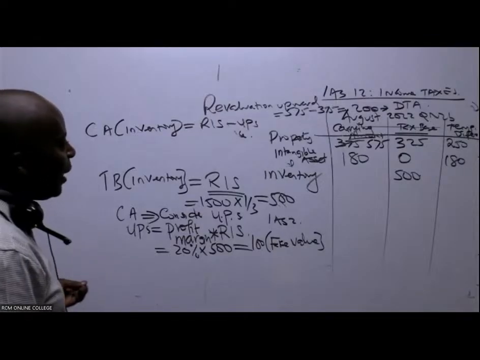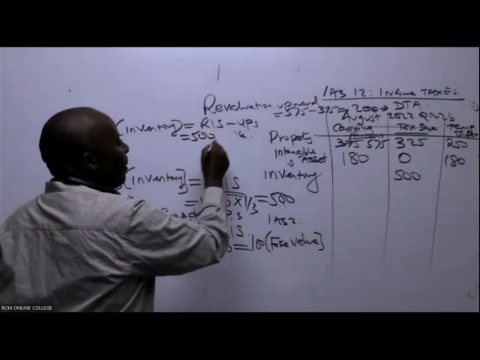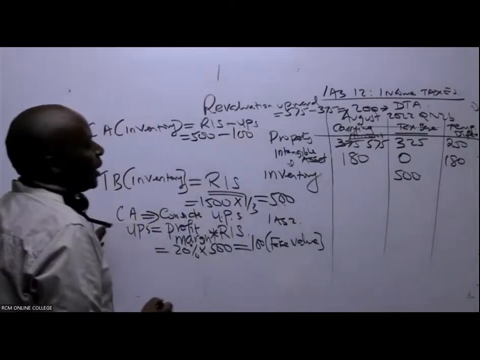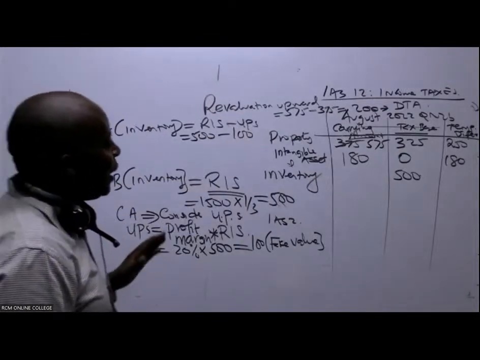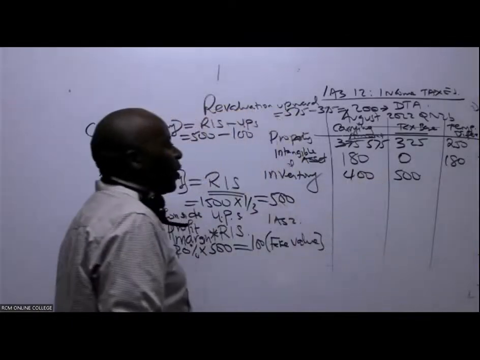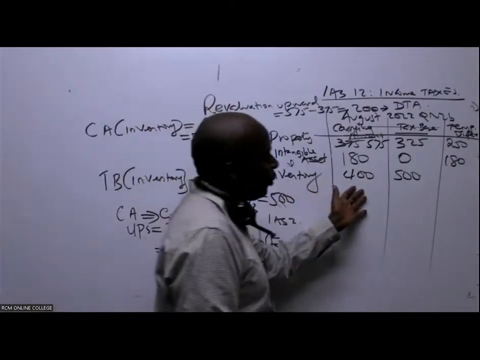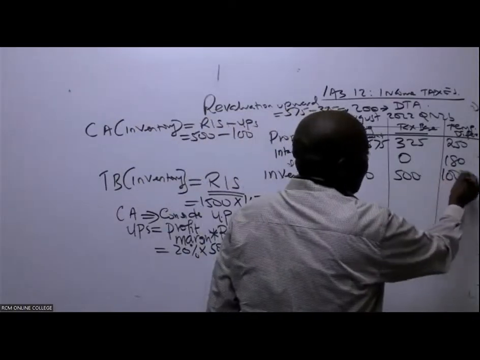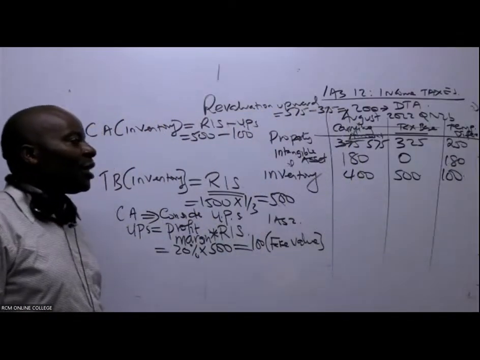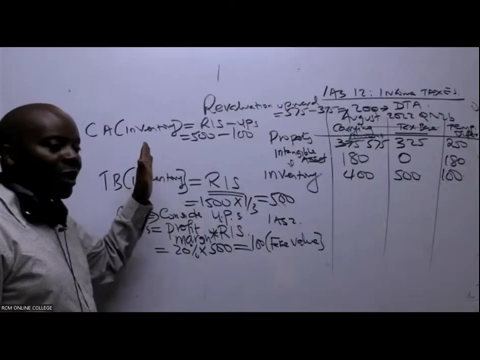So you take the remaining intra-sales. The remaining intra-sales is 500 minus UPS, which is 100. So 500 minus 100, ladies and gentlemen, gives me an inventory carrying amount of 400. And then 400, the carrying amount, minus the tax base gives me 100 bob. So in inventory, we have a very, very important carrying amount.